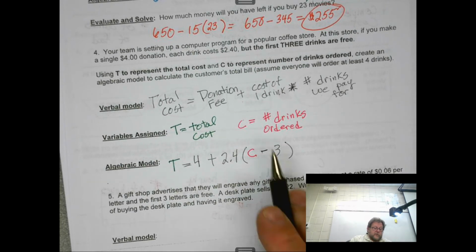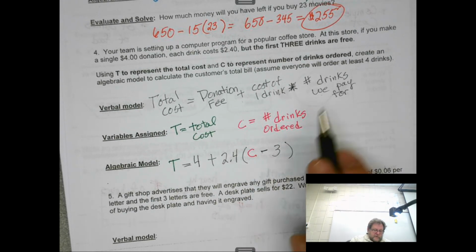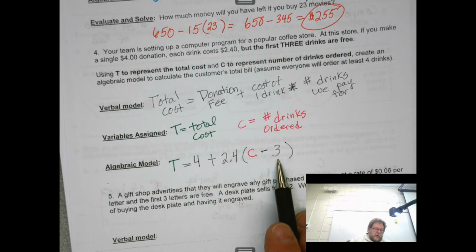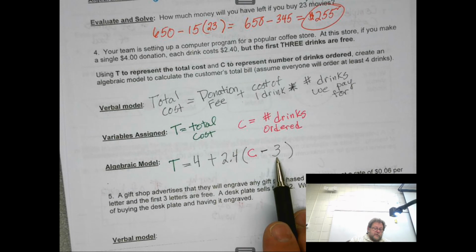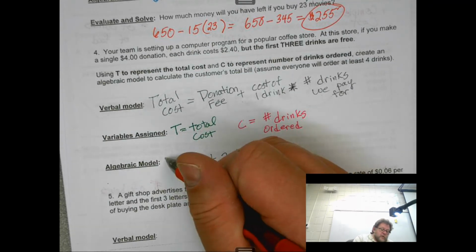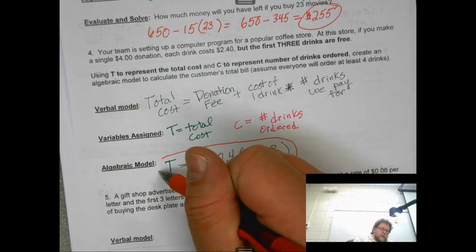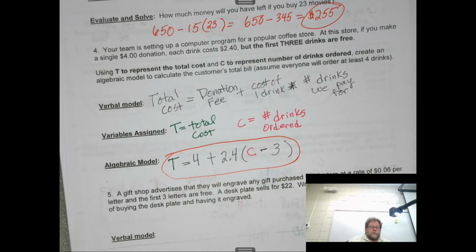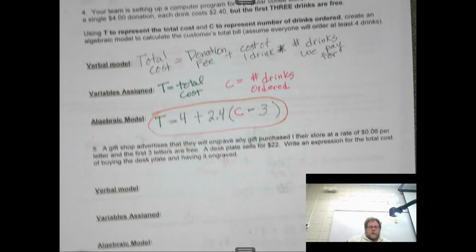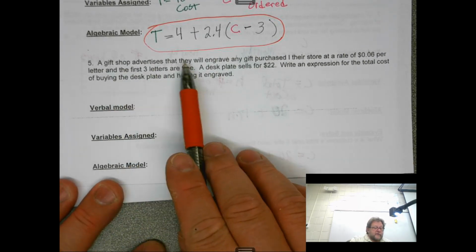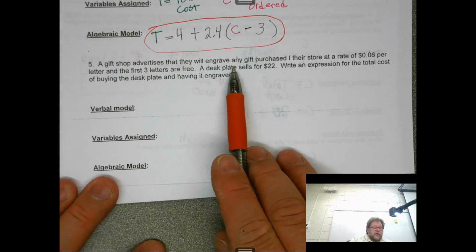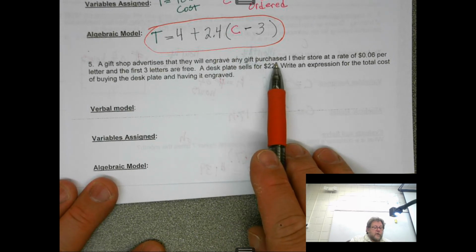Let's take a look at the last one. A gift shop advertises they will engrave any gift purchased at their store at the rate of, it sounds like there's a typo here, 6 cents per letter, and the first three letters are free. A desk plate sells for $22. Write an expression for the total cost of buying a desk plate and having it engraved.